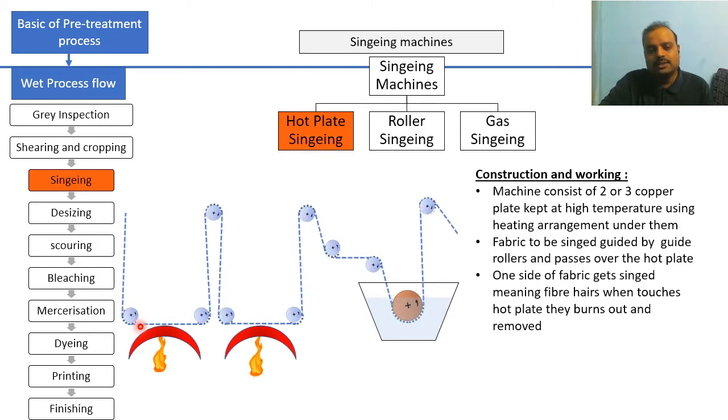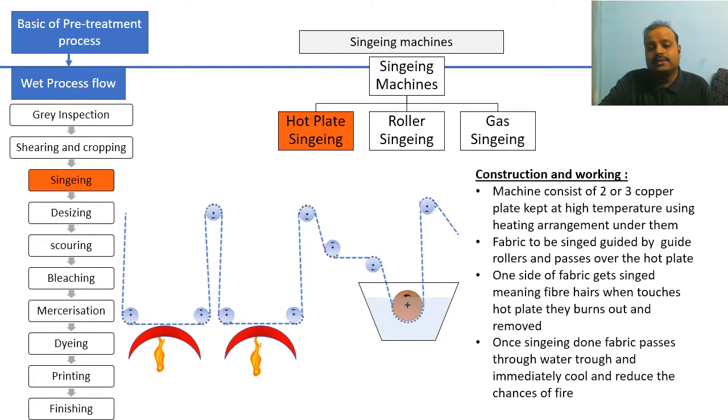Now this is a single pass over here. Fabric is singed once, and then again it passes over another guide roller, and again the same process happens twice, and then again the guide roller guides the fabric, and ultimately it passes over another guide. And once the singeing is completely done, the fabric is guided over the guide rollers and ultimately dips into the water trough. You can see over here this is a water trough, and a roller is placed so that the fabric is completely submerged or immersed into the cold water.